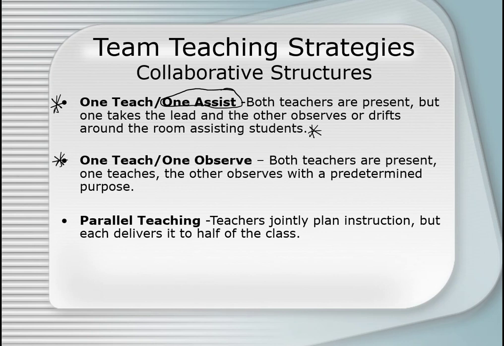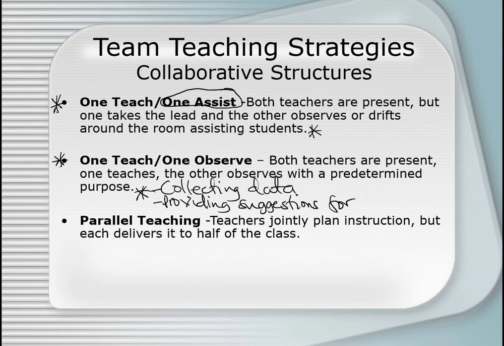Then we have the second one, which is one teach, one observe. In this case, both teachers are present, but one teacher teaches, the other just observes. Normally, this works if you want to collect data from the class, or if your colleague has asked you to observe him or her, and then you want to provide suggestions. So this works also for providing suggestions for improvement. You want to improve each other's teaching. You can say, you know what, can you go teach? I am going to observe you. And then I can give you comments on what improvements you need to make.